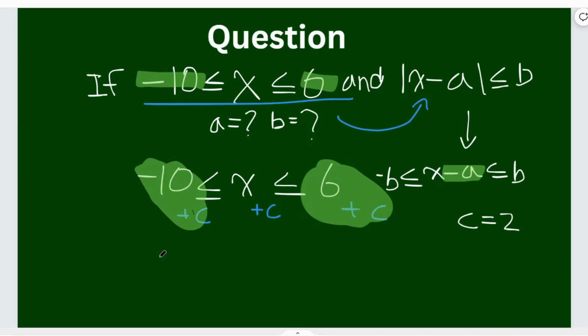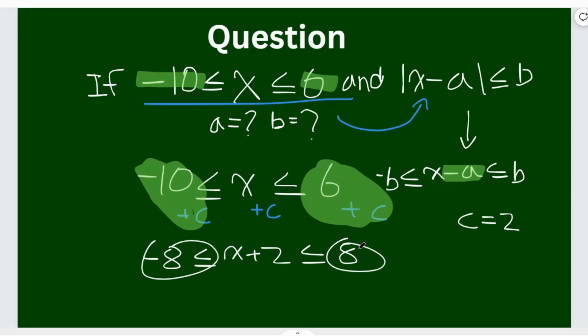So then we add c on both sides. Here, negative 10 plus c, which is 2, is equal to negative 8. And here, smaller or equal to x plus 2. And then here, smaller or equal to 6 plus c, which is equal to 8. So notice that this is 8, and this is negative 8, and this is 8.